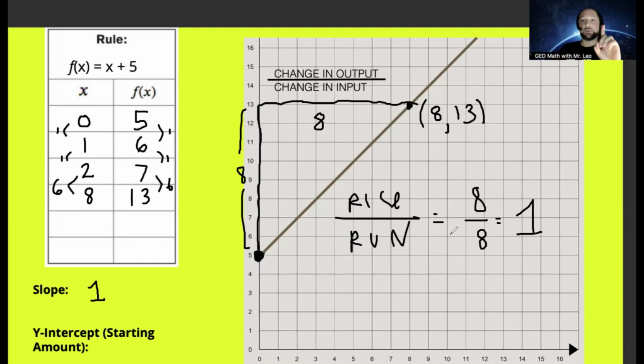The slope is 1. Lastly, please notice it's a positive 1, because if you read it from left to right, it's going up. Good. By the way, since we're here, the y-intercept, the starting amount, would be 5. We see that right here because that's where this graph starts at 0. That's also this 5 right here in the rule. Let's move forward. Let's do another one.